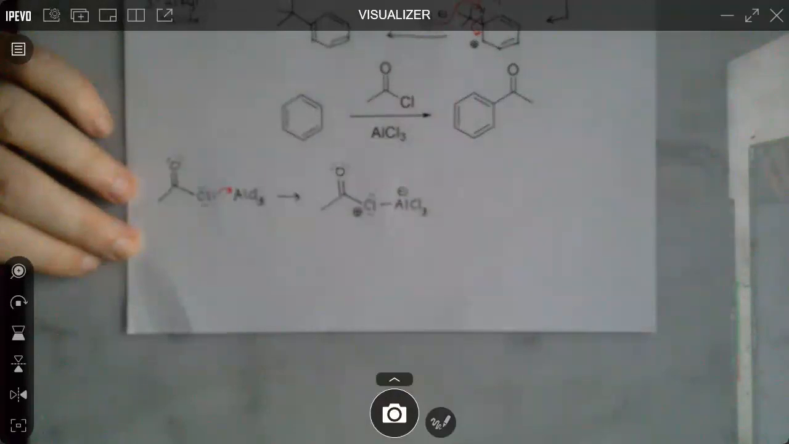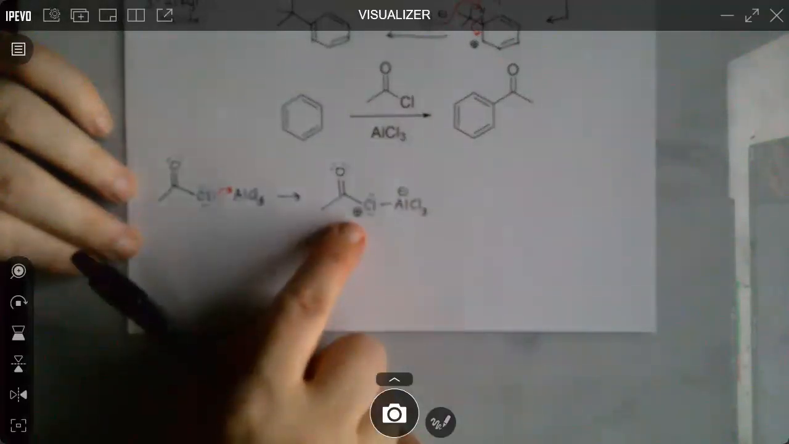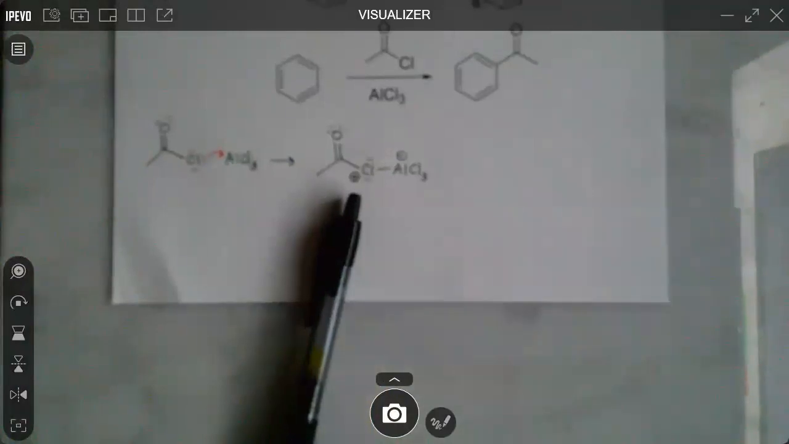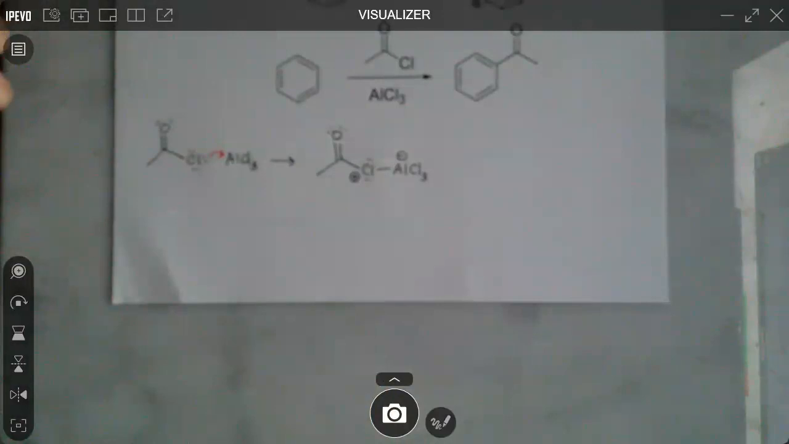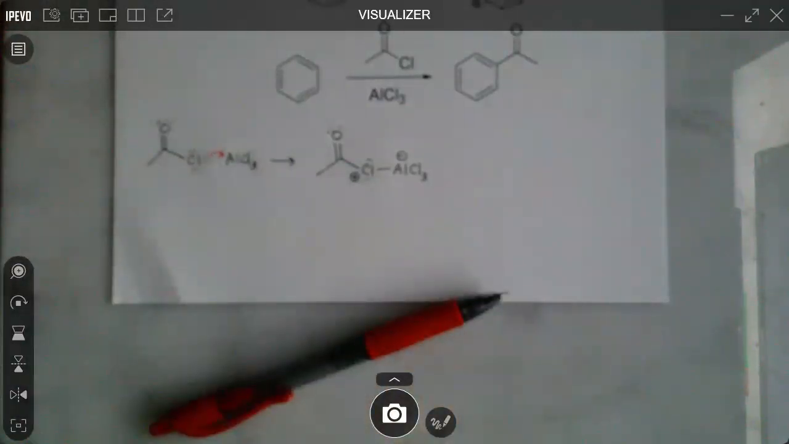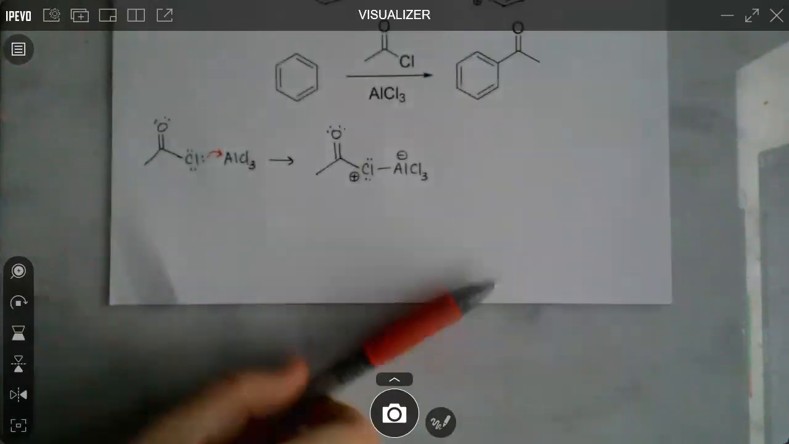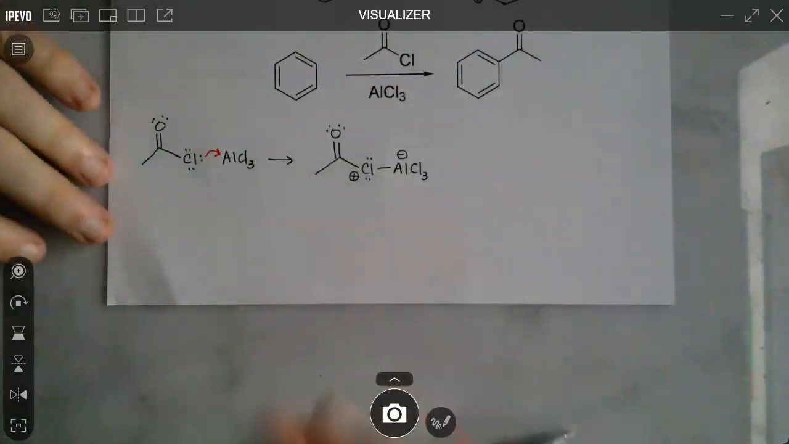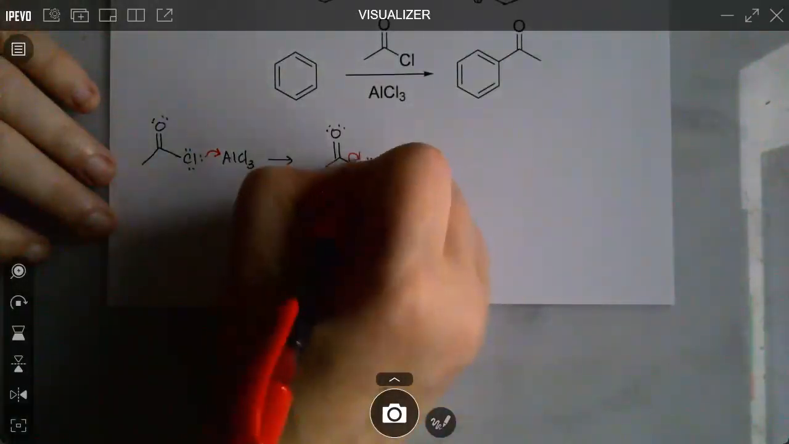Right now, this leaves the positively charged chlorine right there. Hopefully this computer will focus on it. Okay, perfect. Because I want you guys to make sure you're able to see this, right? So we're going to do loss of a leaving group.